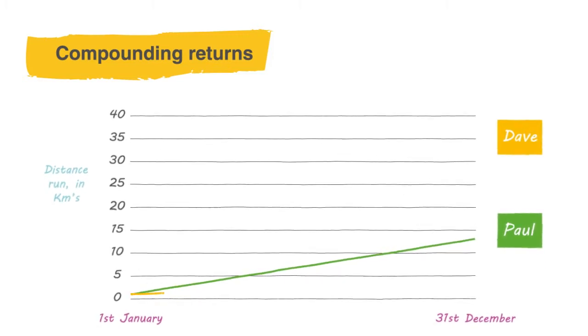For the first 209 days of the year, Paul runs further each day than Dave. But on the 210th day, for the first time in a year, Dave actually runs further than Paul by about 34 metres. The reason for this is the amount Dave runs each day is increasing exponentially whilst Paul's distance only increases by a static amount.